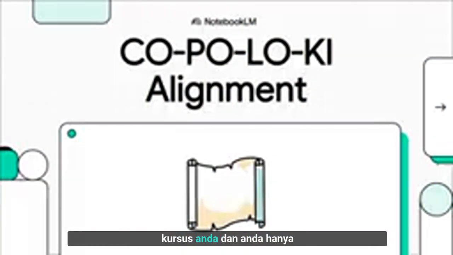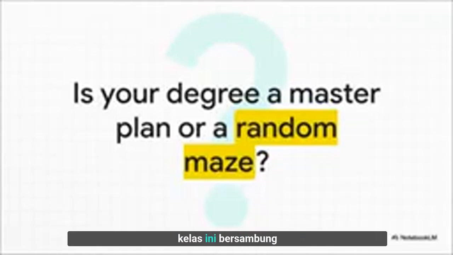All right, let's talk about your university degree. You've probably heard all these confusing acronyms flying around, CO, LO, KI. But what if I told you they're all part of a secret blueprint, a master plan that's been designed for your entire education? You know the feeling, right? You're staring at your course list and you're just wondering, how on earth does this class connect to that one? It can feel like a totally random maze, but believe me, it's anything but.